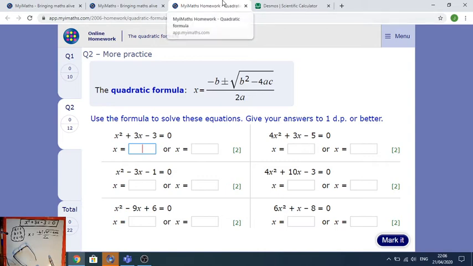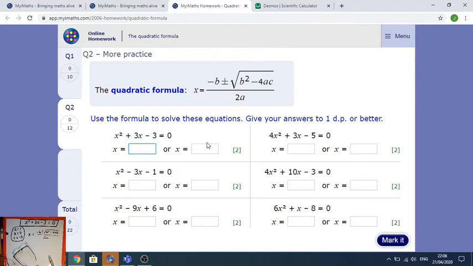So this is question 2 of the My iMaths exercise on the quadratic formula. All of these questions are pretty much the same. They're all quadratic expression equal to 0. You've got to solve the quadratic equation using the formula.